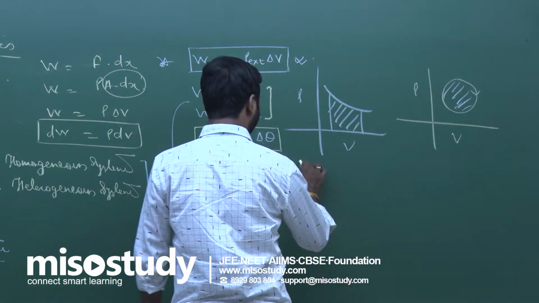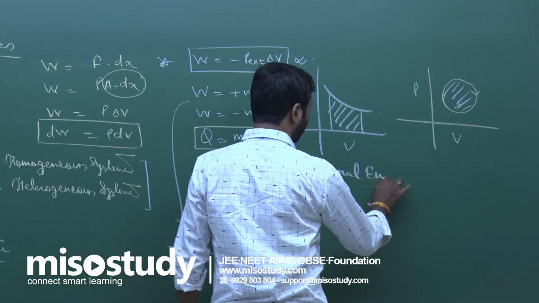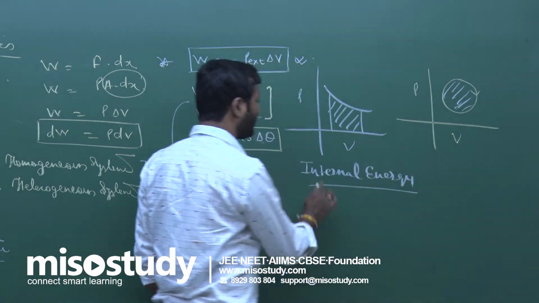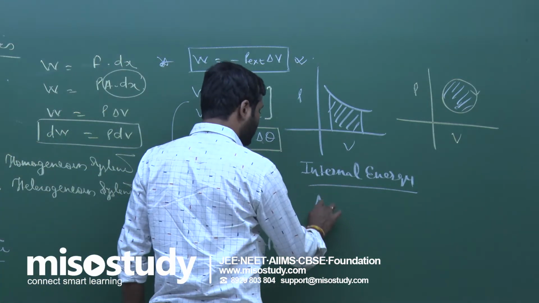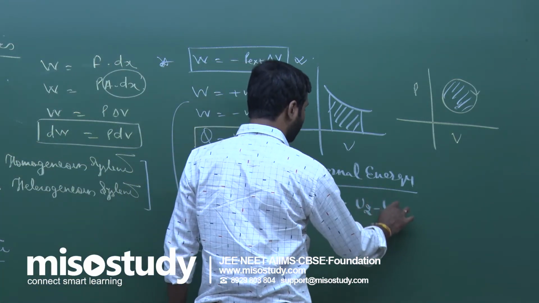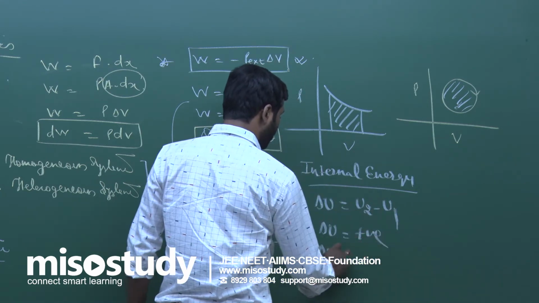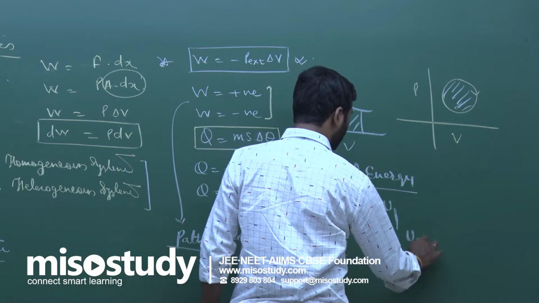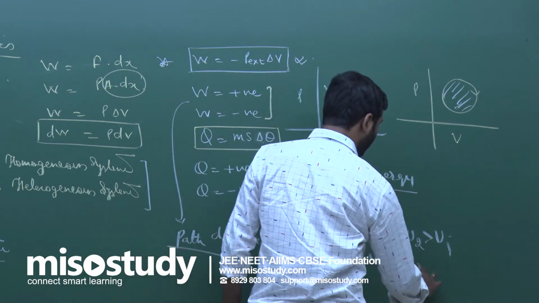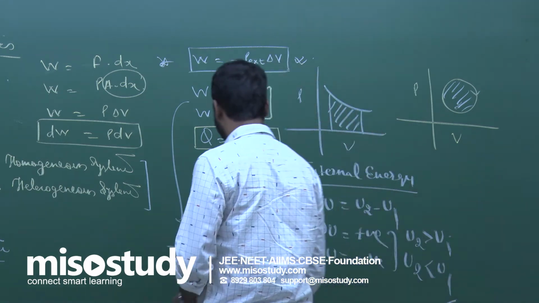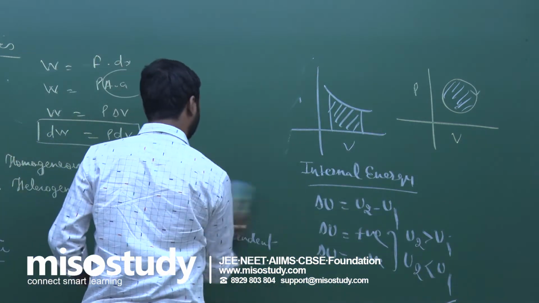Now, what is internal energy? The total of all possible kinds of energy present in a body is known as the internal energy. Change in internal energy is U2 minus U1. Internal energy change may be positive or negative. If U2 is greater than U1, then the change is positive. If U2 is less than U1, then it is negative. Clear to you? Yes. Now moving on.